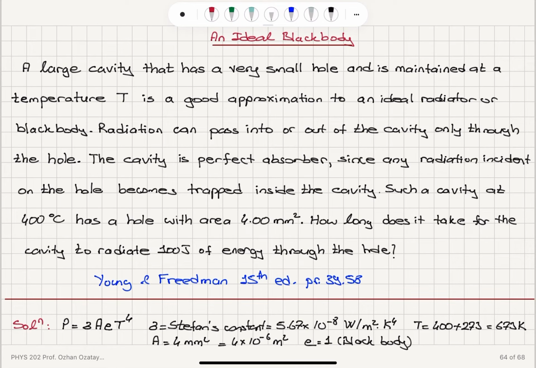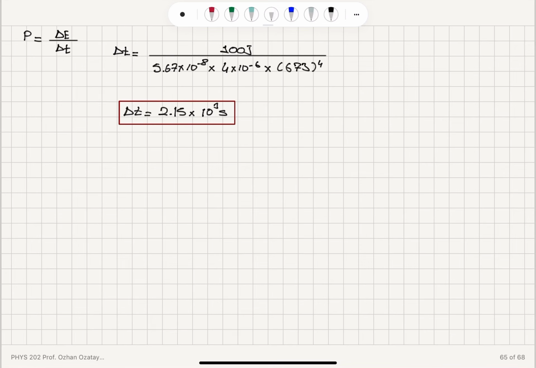So emissivity is basically equal to 1 for the blackbody. The absolute temperature has to be converted to Kelvin. So 400 degrees C is 673 Kelvin roughly, and the surface area is 4 times 10 to the minus 6 meters squared, because 1 meter is 1000 millimeters, and the power emitted is basically energy emitted per unit time. So the time is energy divided by power, so we can substitute the numbers and obtain 2.15 times 10 to the 3 seconds.